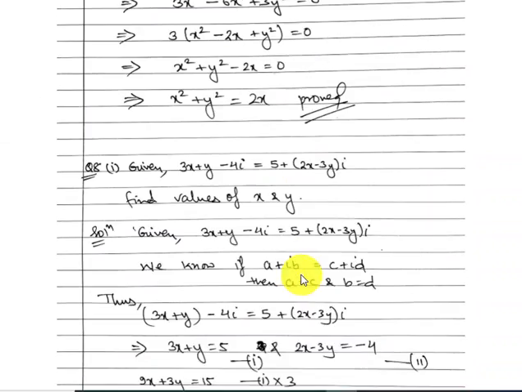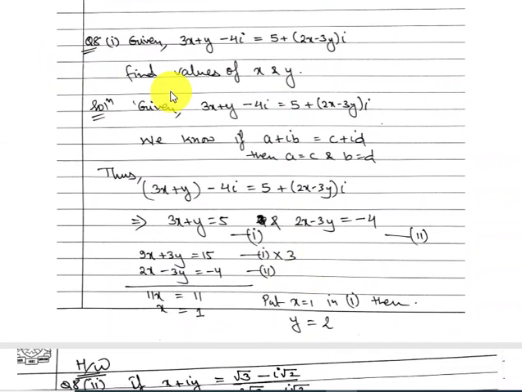Now let's see question number 8.1. It's given that this is equal to this. That means on the left you have a complex number: in place of a you have 3x plus y, in place of b you have minus 4, and on the right in place of a you have 5, in place of b you have 2x minus 3y. They are saying that the complex number on the left is equal to the complex number on the right. If they are equal, the real part has to be equal to the real part, and the imaginary part, that means minus 4, has to be equal to the other imaginary part.